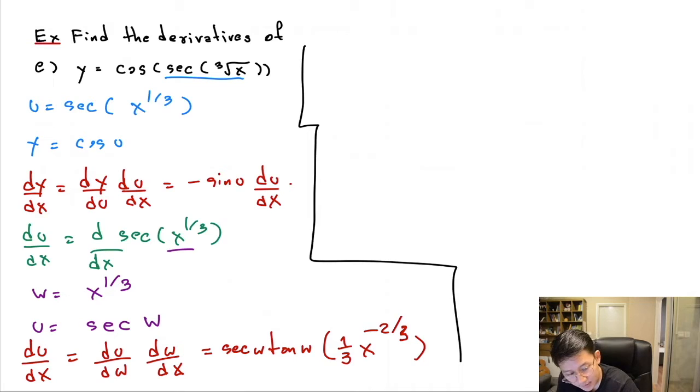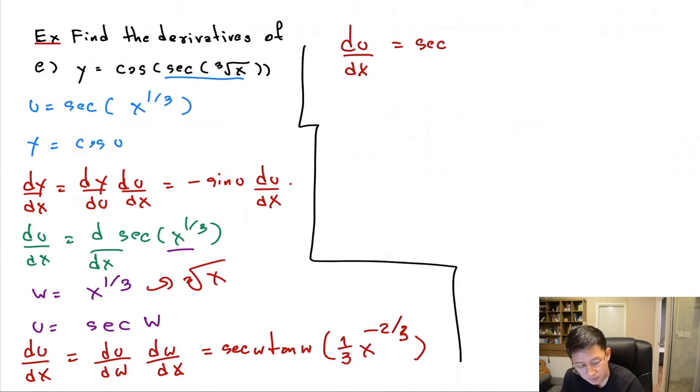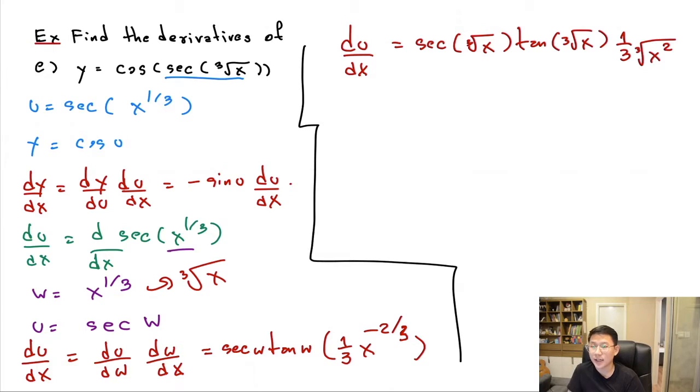So we have that du by dx is sec of w, where w is x to the power of 1/3, which is actually the cubic root of x. So I'll write it just like that, and tan of the cubic root of x, and 1/3 of x squared and the cubic root. Okay, and that's du by dx. So I'll just plug in du by dx in here.